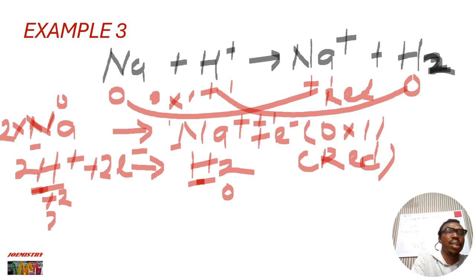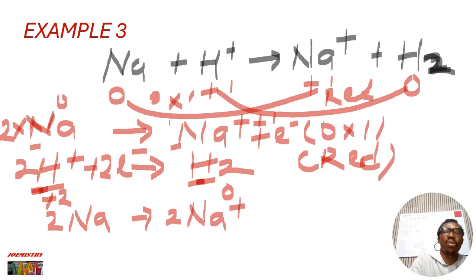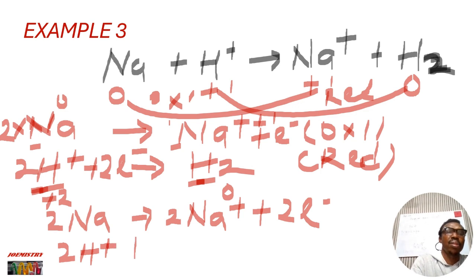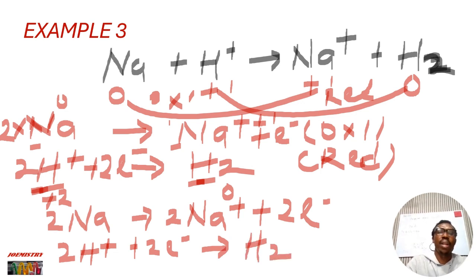So it will be 2Na to give you 2 moles of sodium ion plus 2 moles of electrons. Then this one will be 2 moles of hydrogen ion plus 2 moles of electrons to give you 1 mole of hydrogen gas. So electron loss and electron gain now balance.